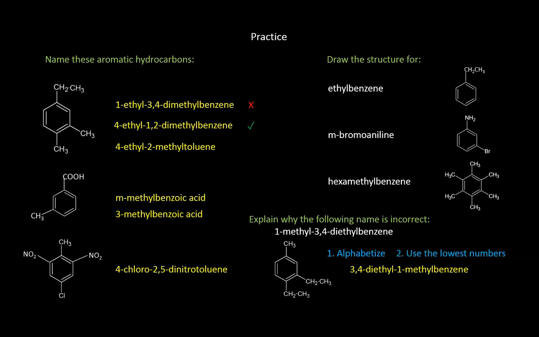But have we got the lowest numbers? Start numbering from here, and we get the final correct name, 1,2-diethyl-4-methylbenzene. This ends the video on naming aromatic derivatives.